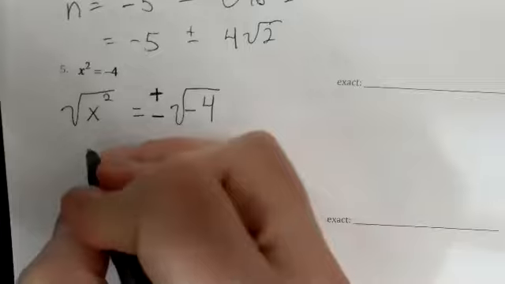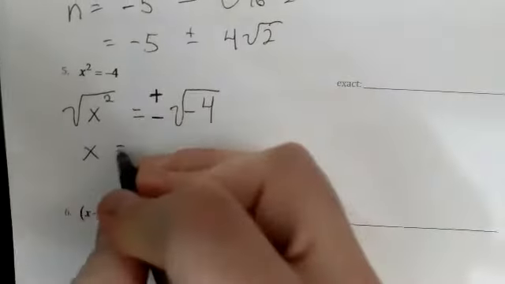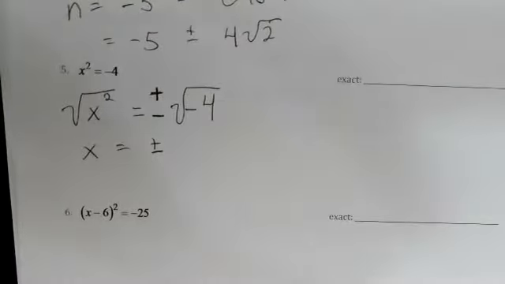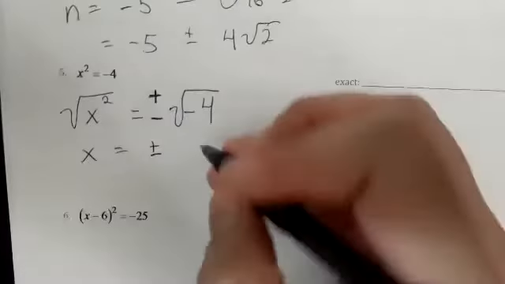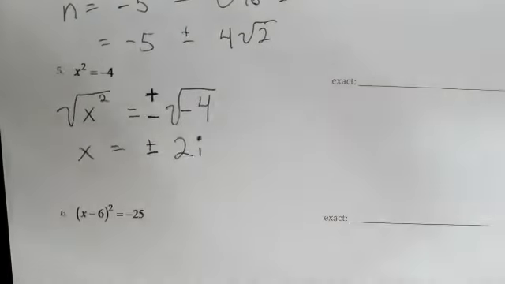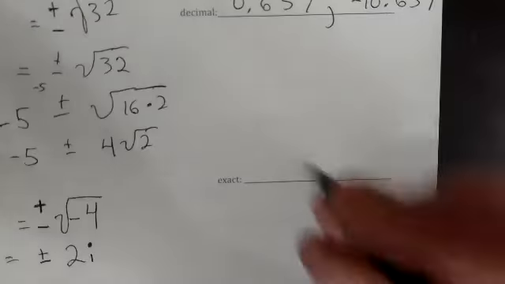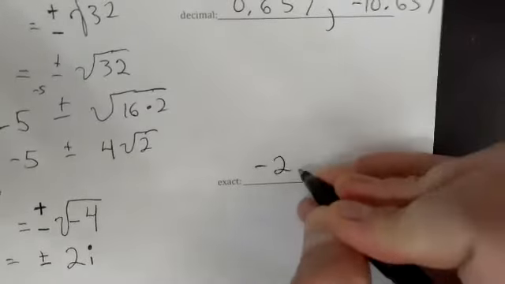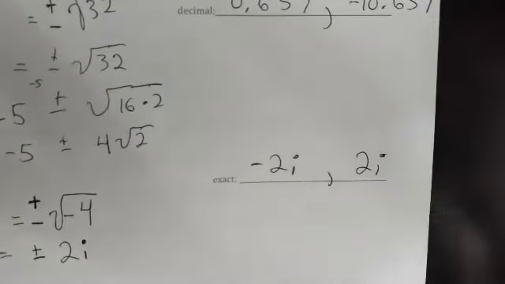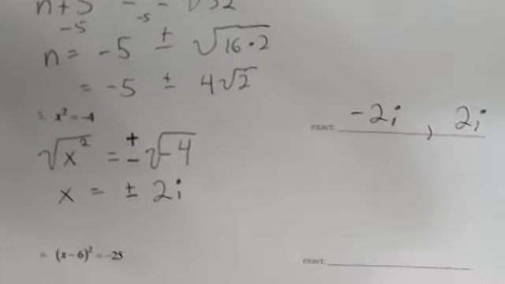So this is an x, this is a plus or minus. The radical of 4 gives me 2. The radical of the negative means I should have an i in here. And just to recap, I'm going to write them out separately. This means I have a negative 2i and a positive 2i.